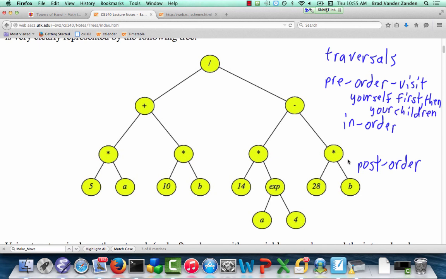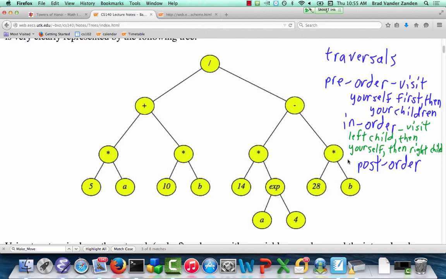In-order only occurs with binary trees, which we'll get to. So visit left child, then yourself, then right child. A binary tree is one where each node has at most 2 children. We'll get to that on Tuesday.